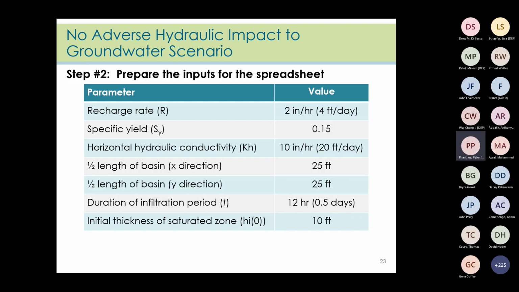The specific yield is set equal to the default value, 0.15. The horizontal hydraulic conductivity is equal to 5 times the recharge rate, since the infiltration basin is located in the coastal plain. The basin measures 50 feet by 50 feet, so we would just input 1/2 of each of those dimensions, since the analysis is performed at the center of the basin. The duration of infiltration period is obtained from step 1. We also need to divide hours by 24 to get the number of days, which is 0.5 for this example, if we're using the older spreadsheet. T is less than the upper limit of 3 days. And then the initial thickness of the saturated zone uses the default value, 10 feet.